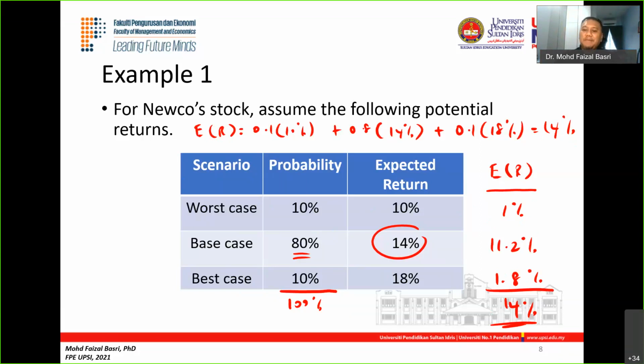Okay, so this is the measurement of expected returns for one single investment, which in this case is based on this Newco stock. One stock only, Newco. But if you have 2 or 3 stocks, you need to measure each stock independently. So this is our first example based on ER, very straightforward. If you have any questions, just let me know.